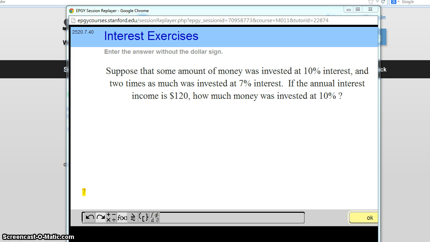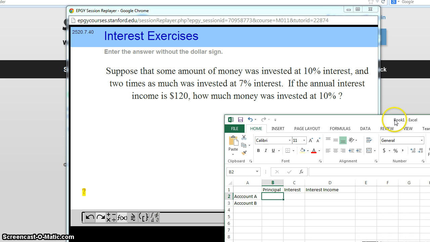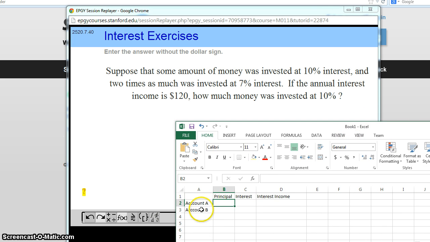In the lecture, they used a table like this to figure out what you're solving for. So like I said, we want to find our x. If the annual interest income is $120, how much money is invested at 10%? So let's call the money at 10% x.